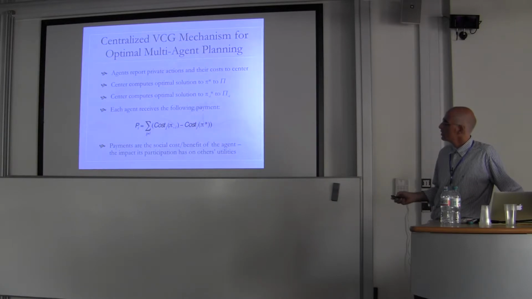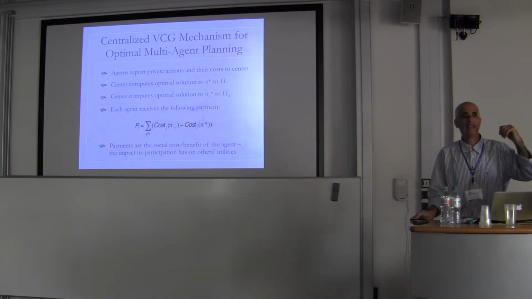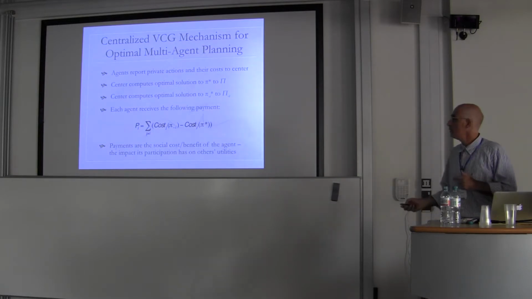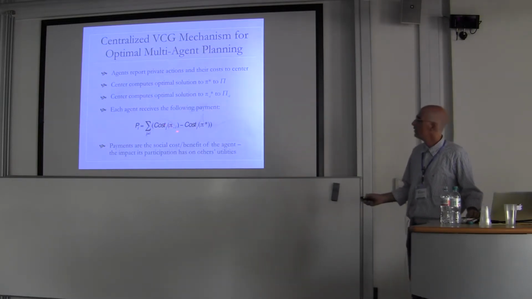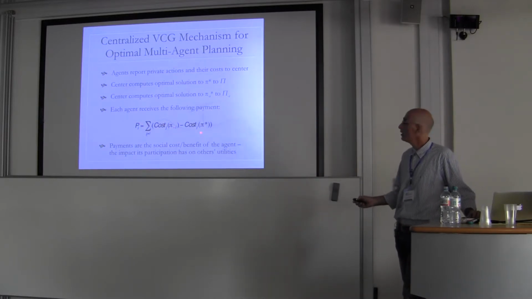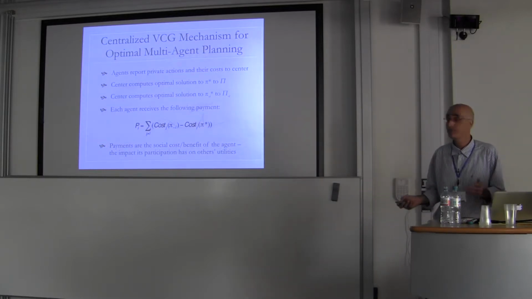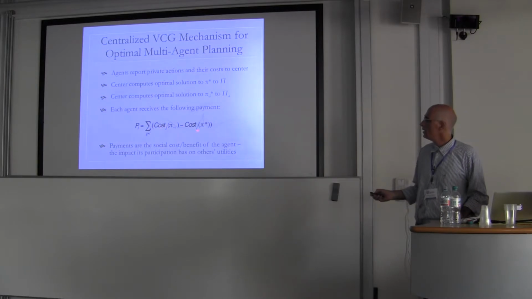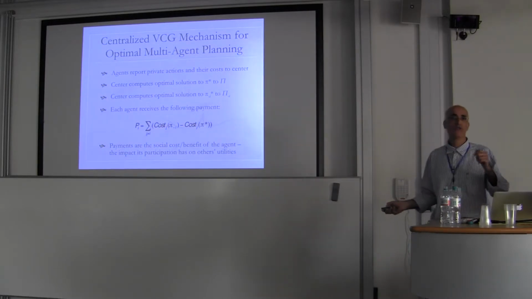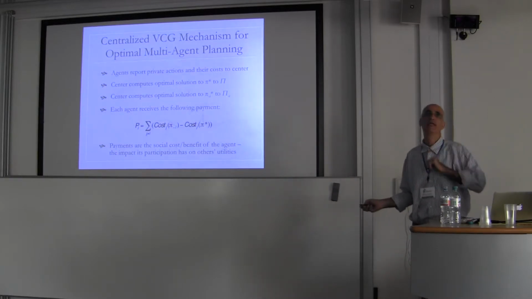So what does this say? This is the sum over all other agents j of the cost to agent j in the plan without i, minus the cost to agent j in the original plan. If you think about it, each term in the sum is basically the benefit agent j has from agent i being in the plan. Because if agent i is excluded from the plan, you will have to pay this cost, which is likely to be higher than the cost that you pay when agent i is in the plan, because agent i is probably going to perform some of the actions. So each element in the sum is a benefit to agent j of agent i being in the plan.